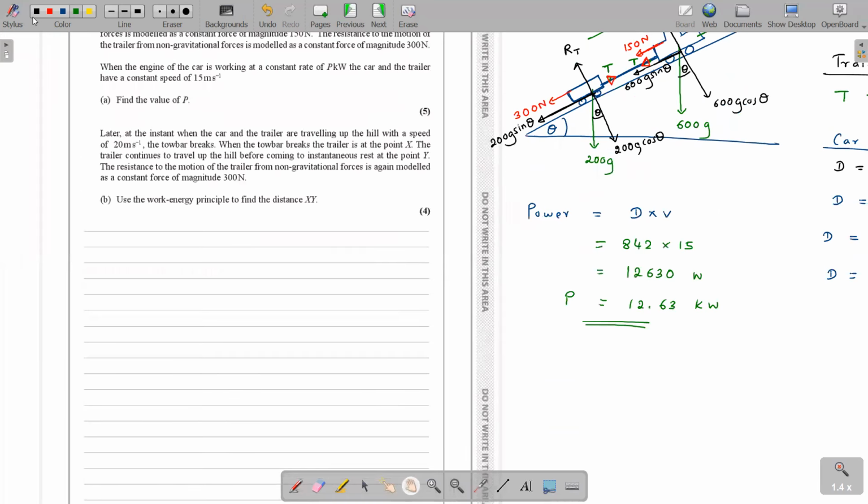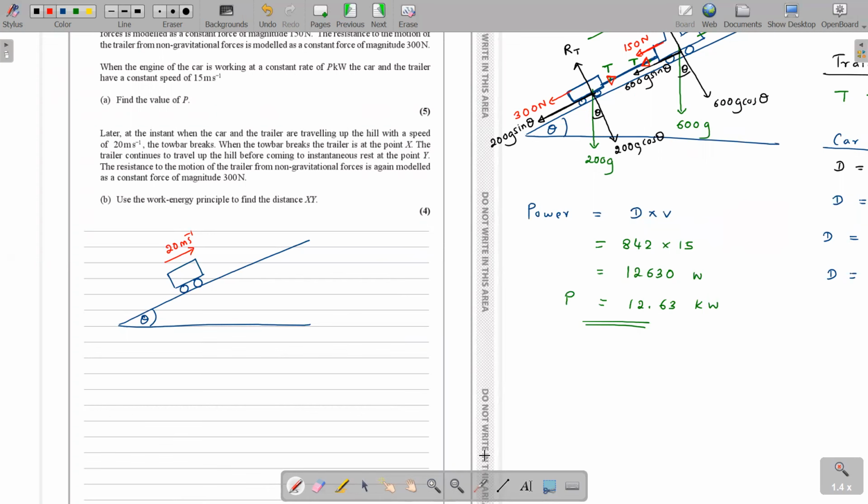Okay. Once again, let's just draw only our trailer. So we are only interested in the trailer here in part B, right? When the string breaks, that means the trailer is on its own. At the starting point, what was the speed? The speed was 20, and now the trailer is on its own because the string breaks. The car will go up, but the trailer doesn't have its own engine, so the trailer doesn't produce an engine force.